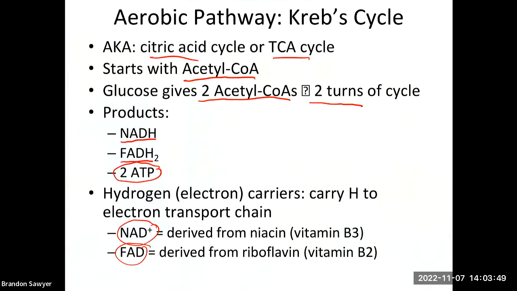The primary reason these things are so important is because they take electrons from earlier steps in the breakdown of these food products and drop them off at the electron transport chain. And without those electrons, we can't make ATP. So it's crucial that we're making these here in the Krebs cycle, and we also made a couple of NADHs up in glycolysis as well.